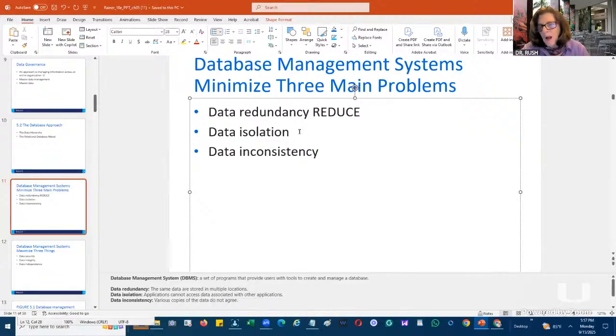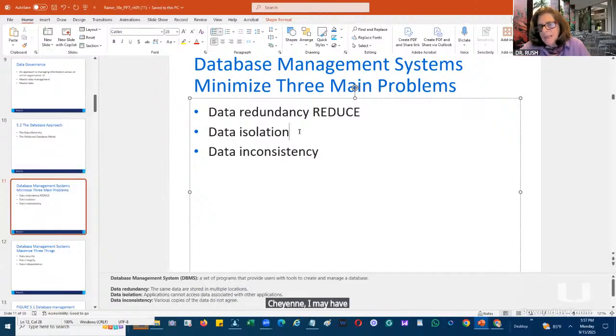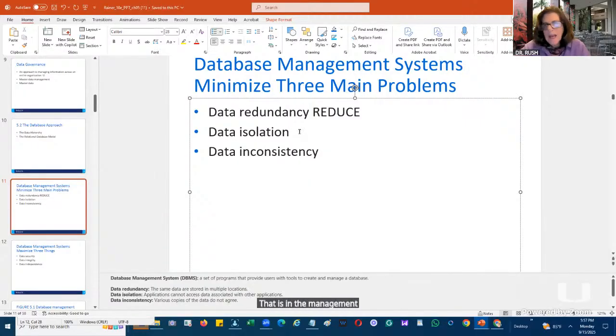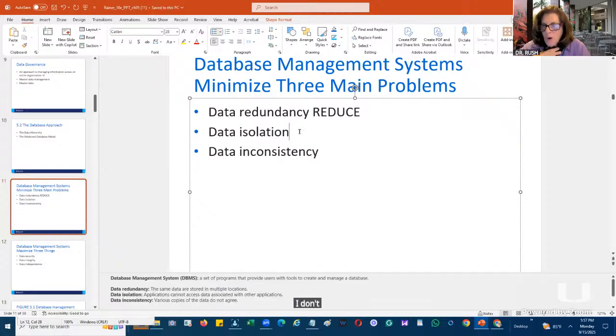But what do we want? I told you, Cheyenne, somebody may come to me and say they want to give a scholarship to somebody that is an athlete, that is in the management department, and is a female and has a GPA greater than 3.0. I don't know who is an athlete. So that's what's going to reduce.